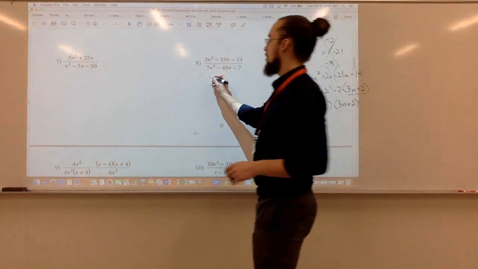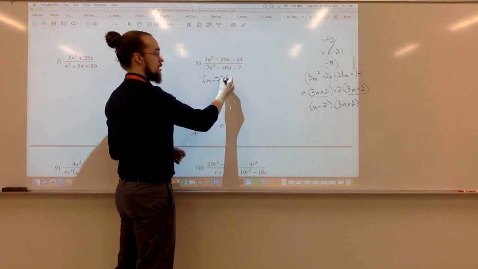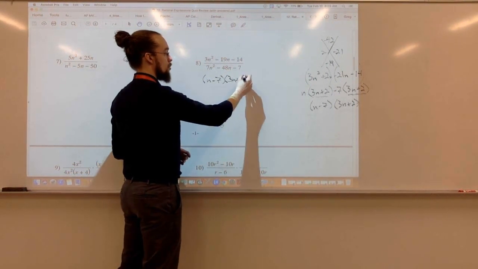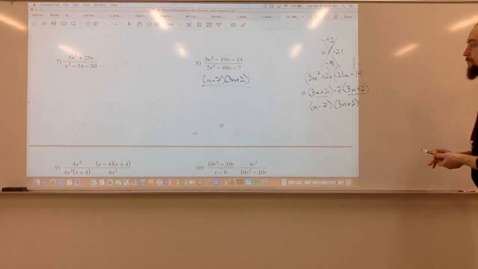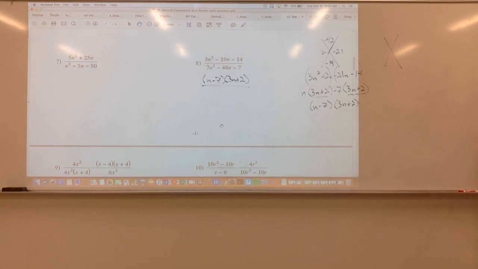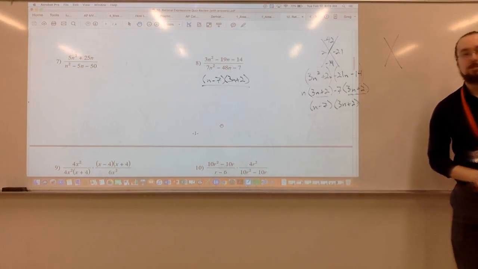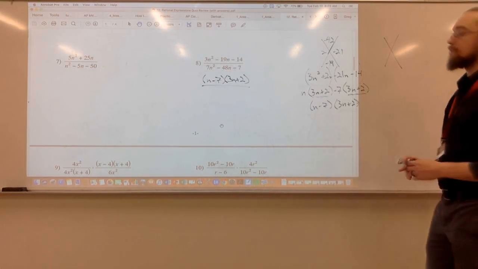So I can put that in my numerator here: n minus 7 times 3n plus 2. Now I still have to factor the denominator. So first, is there a GCF in my denominator? 7, negative 48, and 7, are those all divisible by the same thing? 49 does divide by 7, but 48 does not.